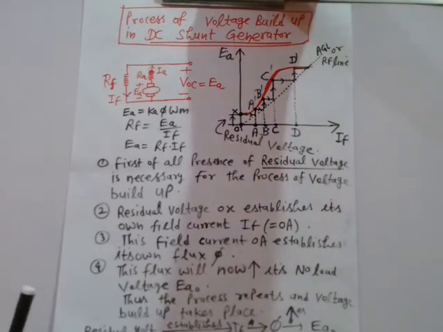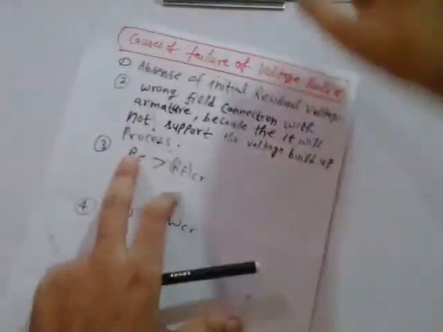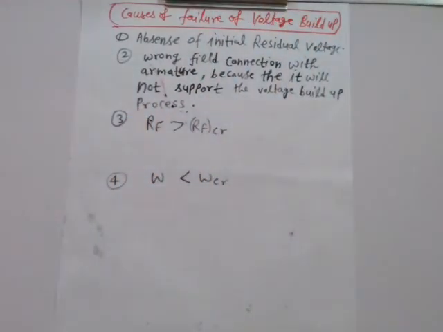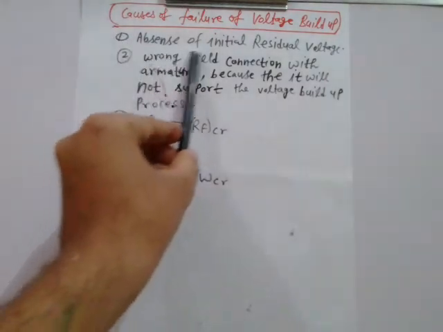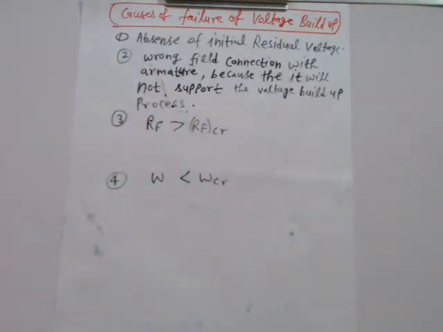Now, what are the causes of failure of voltage build-up? Number one, if initial residual voltage is not present, then the process of build-up will definitely not take place. Second possible reason may be wrong field connection. If you have not done the field connections properly, then voltage build-up will not take place, because it will not support the voltage build-up process.